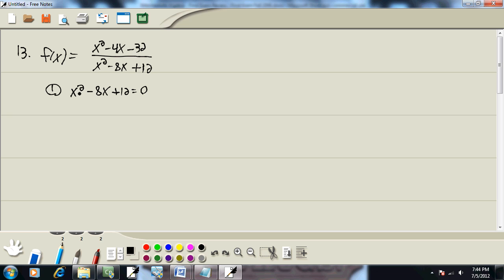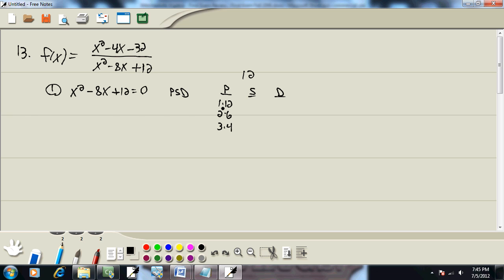Well, I'll factor this. This is the PSD method. X squared, x, and there's no number in front of our x squared. So we'll take the number at the end, 12, and we'll come up with our three columns, P, S, and D. P stands for product. I'll write down all products that give me 12. 1 times 12, 2 times 6, and 3 times 4.